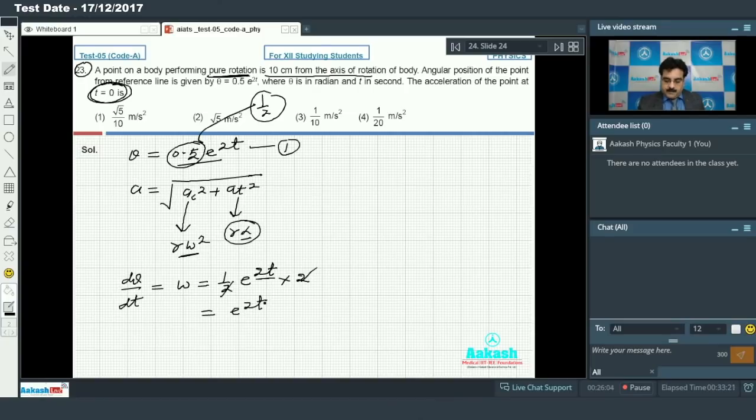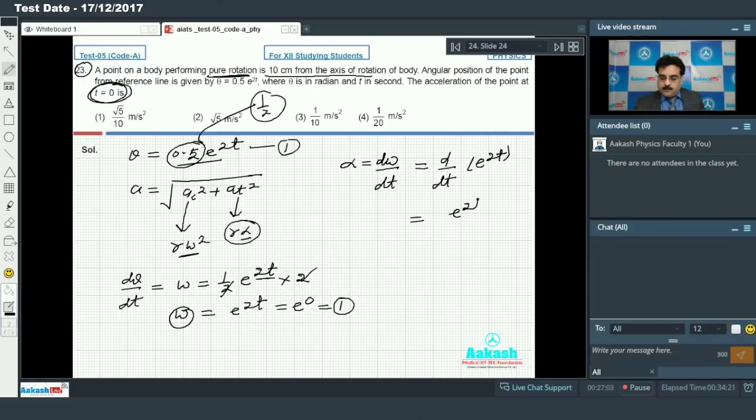According to the problem, we can take time t equal to 0. When I place t = 0, we get e to the power 0, which is equal to 1. So that is the angular speed. For the calculation of alpha, I need to differentiate again, d omega over dt. When I differentiate e to the power 2t, we get e to the power 2t into 2. Putting t = 0, we get only 2. This is the angular acceleration, 2 radian per second square.